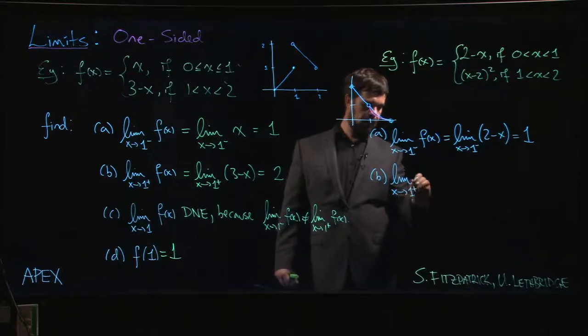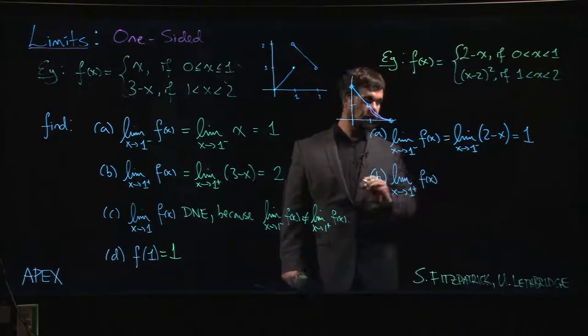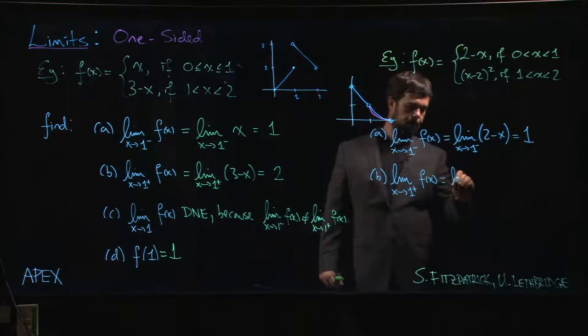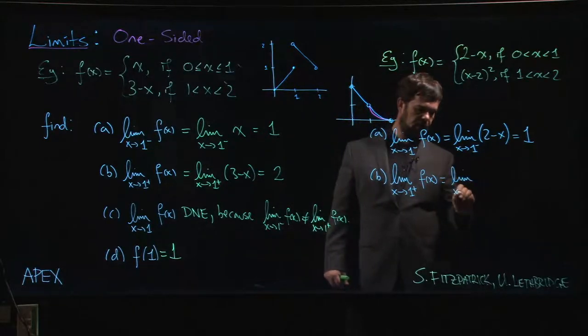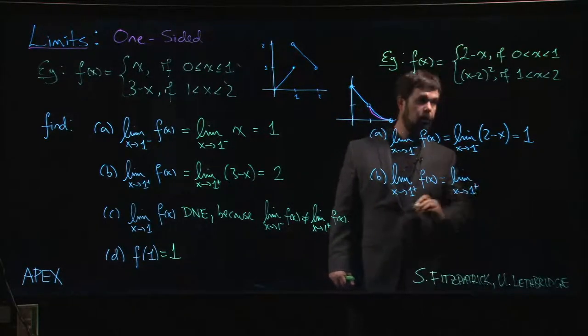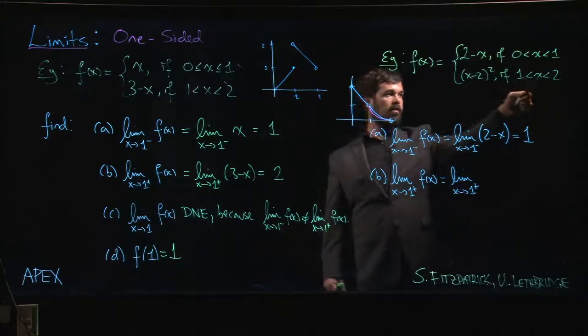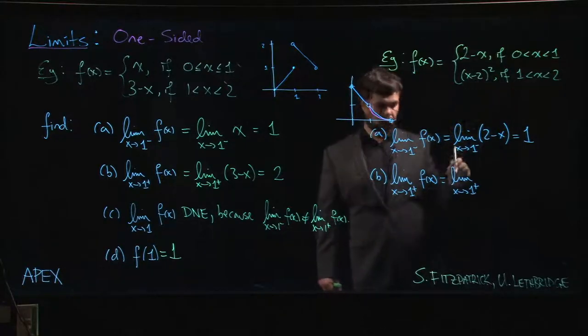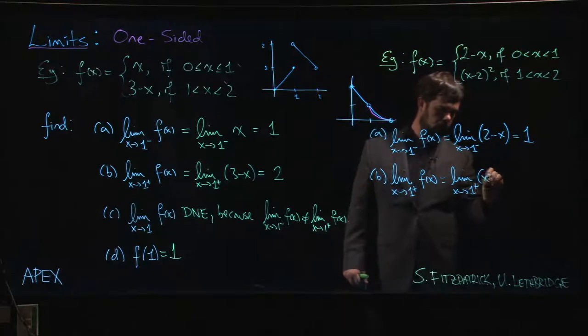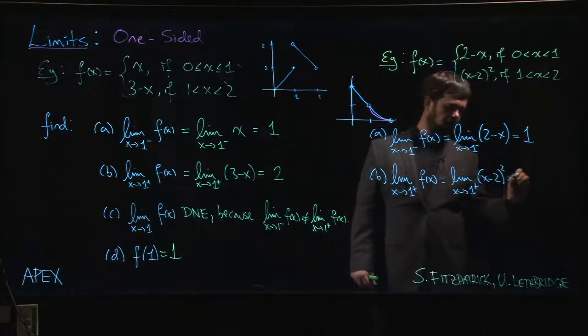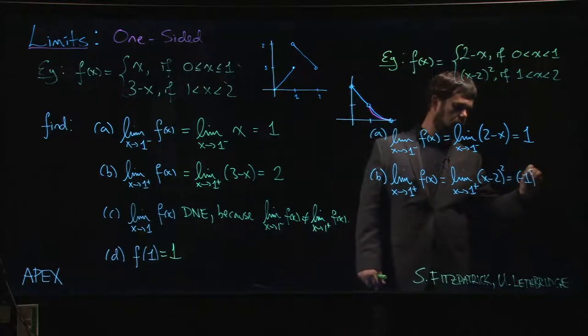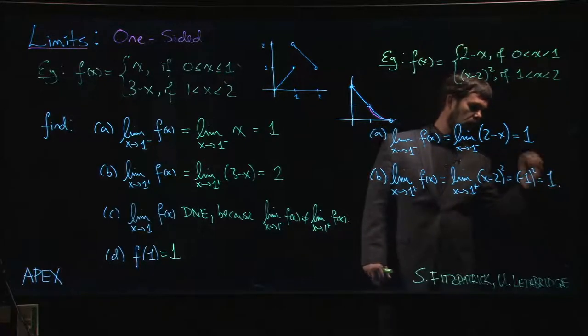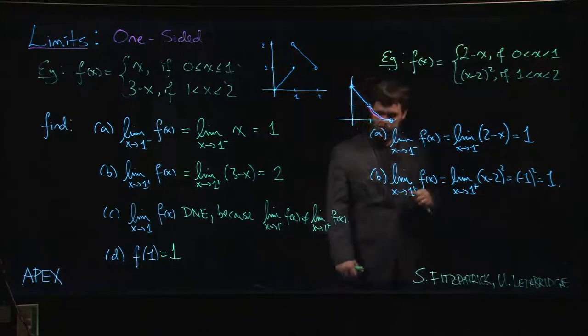For the right-hand limit, x is a little bit bigger than 1. So we choose the second of the two expressions, right? If x is bigger than 1, we take x minus 2 squared. So that gives me minus 1 squared, which is 1. Okay.